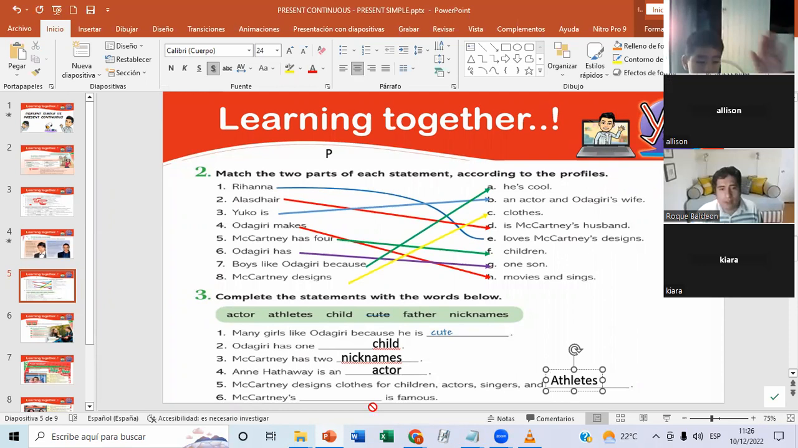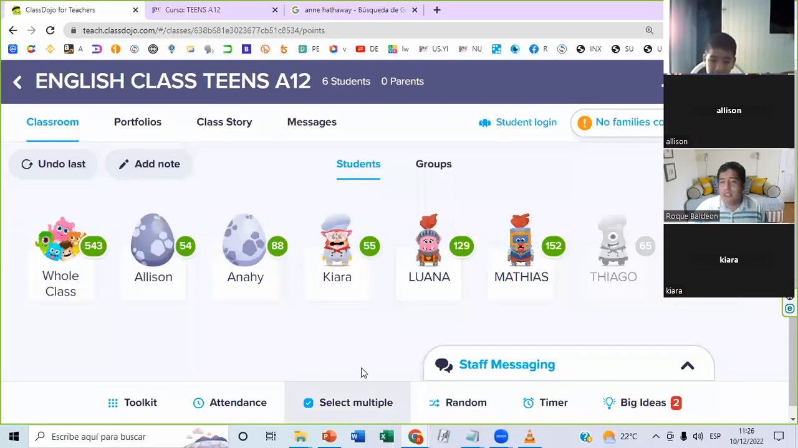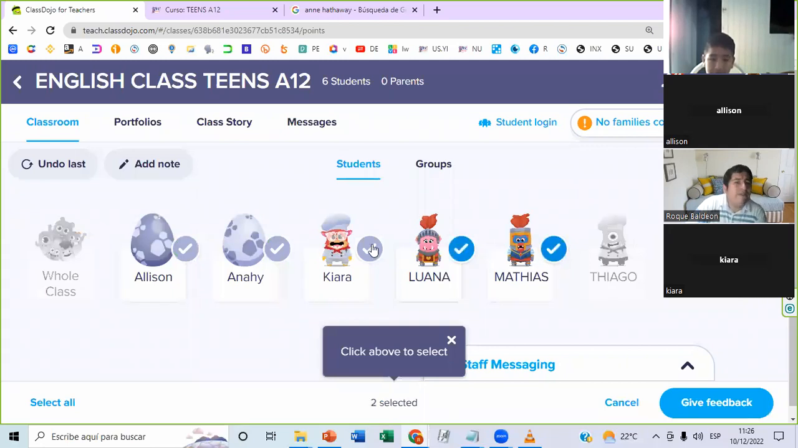McCartney's father. Excellent. Father. Very good. Alison, Luana, and Matías. Solamente Alison, Luana. Dije father. Ah, father también. Good, excellent. McCartney's father is famous, ¿no? He's famous. Good, awesome. Okay? Dile cualquiera, tu father, tu madre, father.